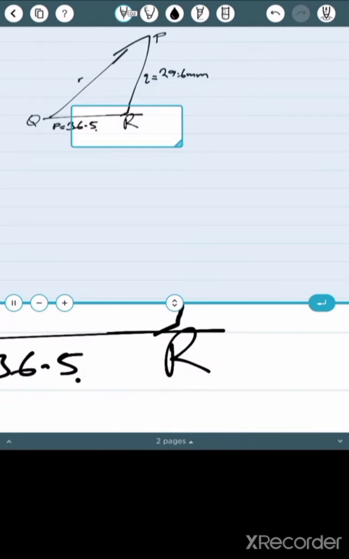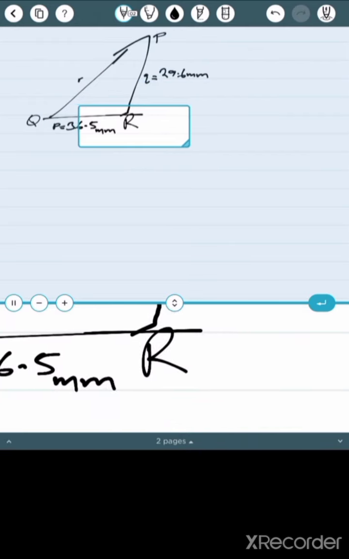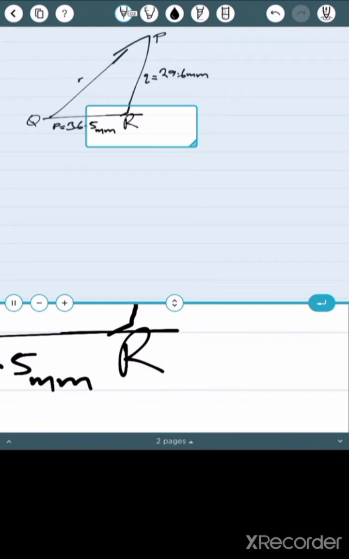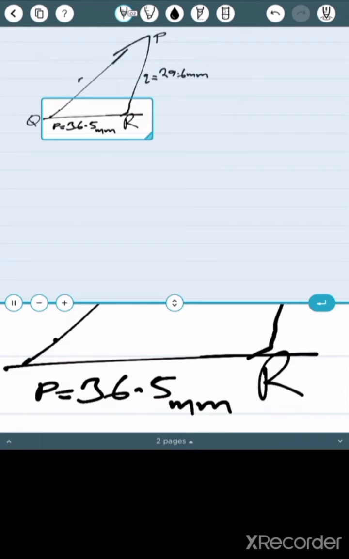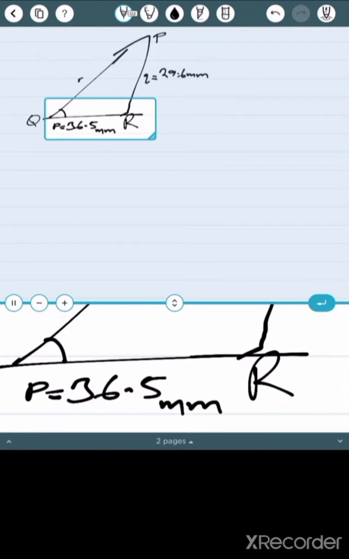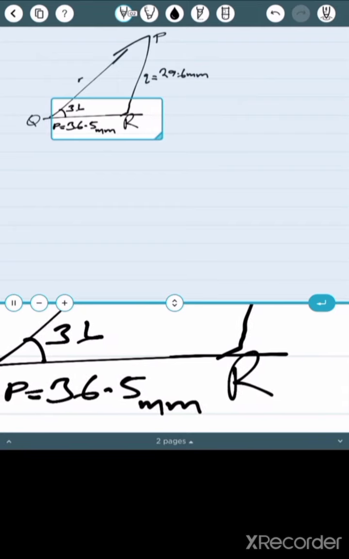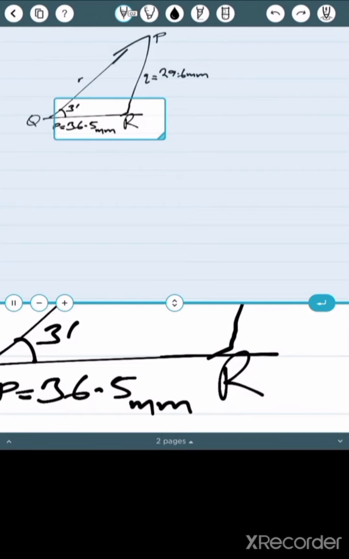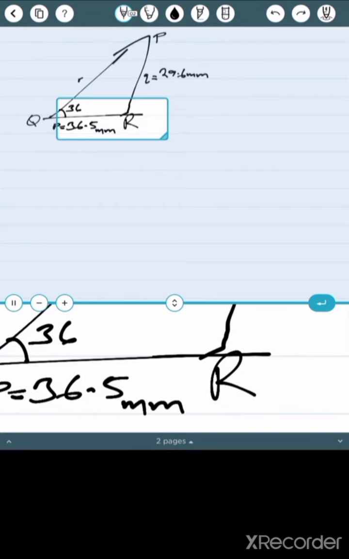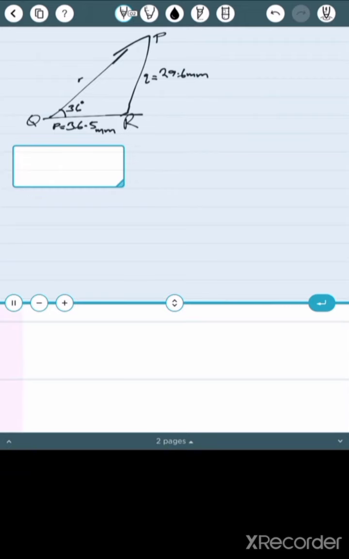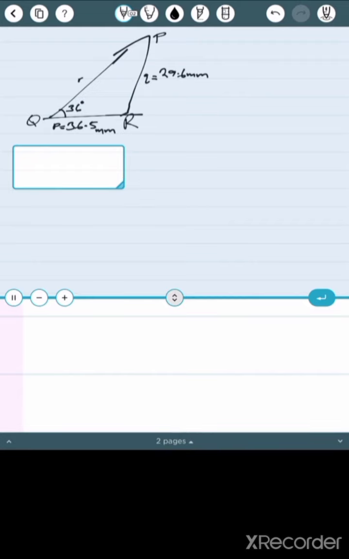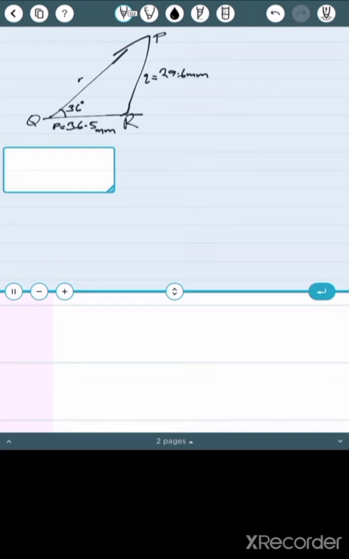So there are times that units are not given. In a place where units have not been given, we shouldn't worry, because if units are not given, simply don't apply any units, just leave them like that. So we've got our angle, which is 36 degrees here. So applying the sine rule here, how do we go about this?